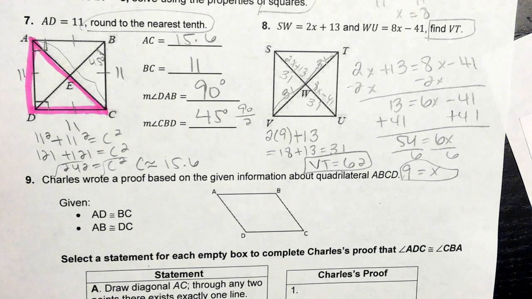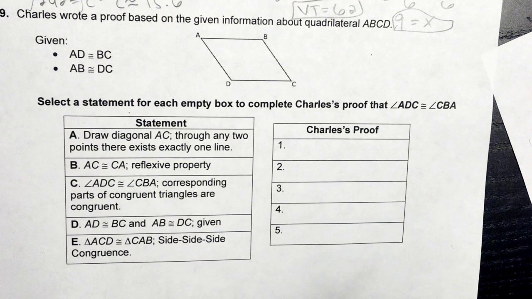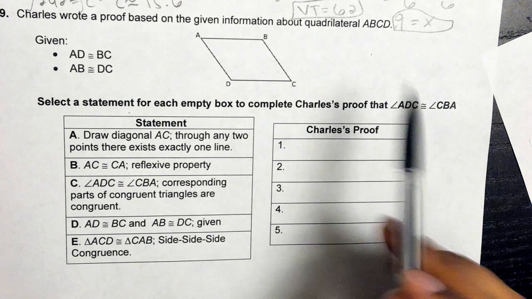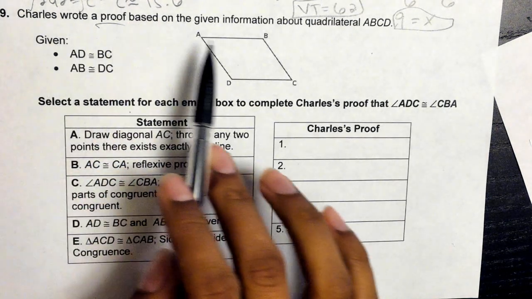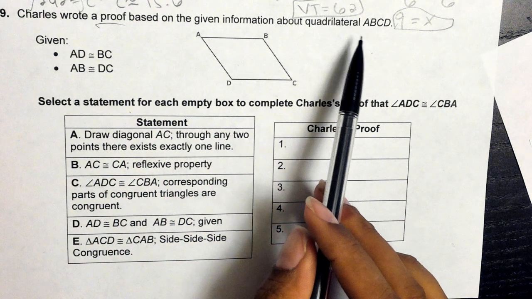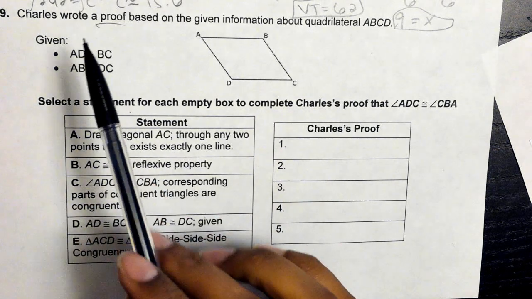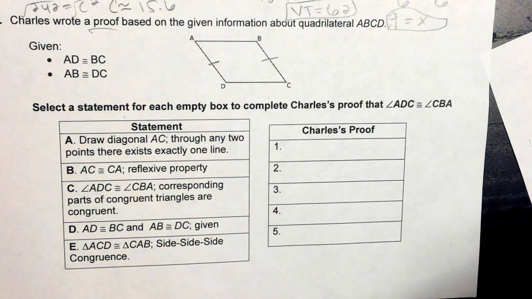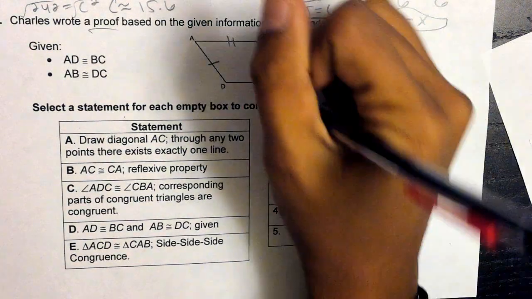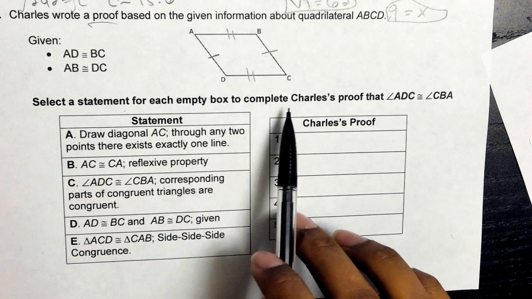That's perfectly fine. Alright, so one last thing I want to go over is a proof. Yes, proofs are going to come back, I promise, over and over again. I told you it's a huge part. So we got a proof. Charles wrote a proof based on the given information about quadrilaterals A, B, C, D. Alright, so it is given to me that AD is congruent to BC and that AB is congruent to DC. Select a statement for each box to complete Charles' proof.